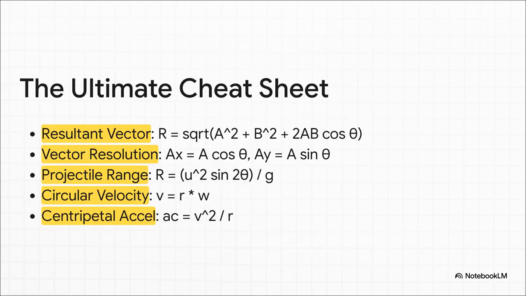So here we go. This is essentially your ultimate cheat sheet to the universe. We've gone from finding the resultant of competing forces to slicing vectors up with sine and cosine, predicting where projectiles will land, and even measuring the inward pull of a spinning object. We've literally taken the complex, sometimes chaotic reality of two-dimensional motion and translated it into neat, perfectly usable mathematical code.